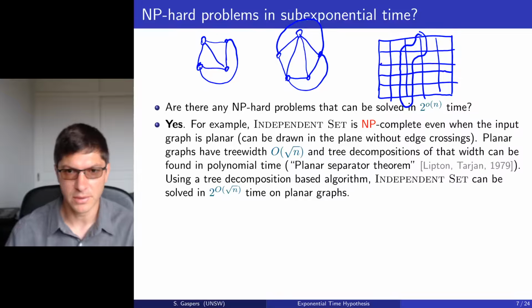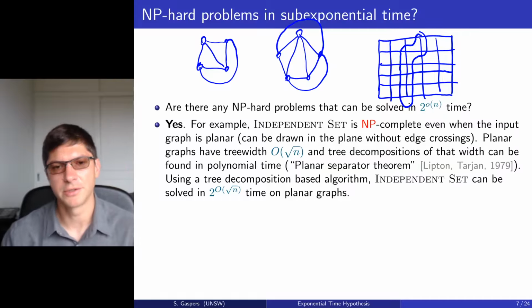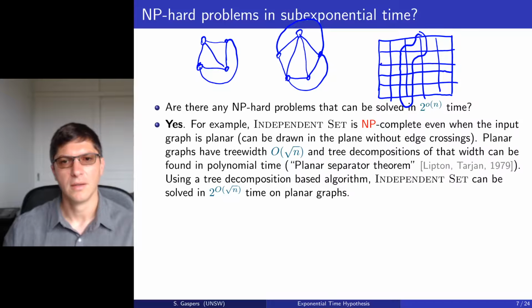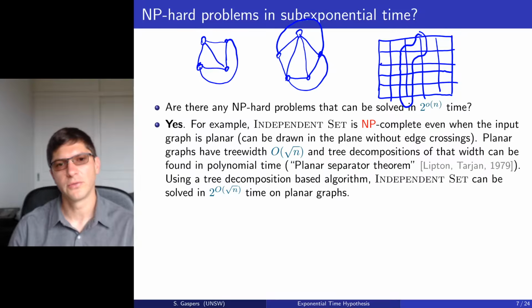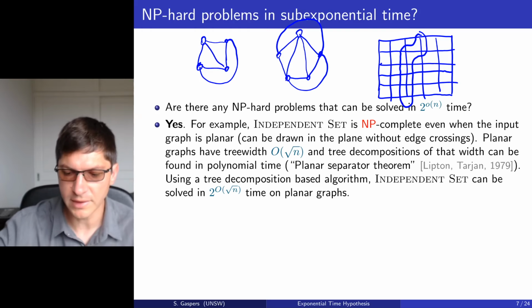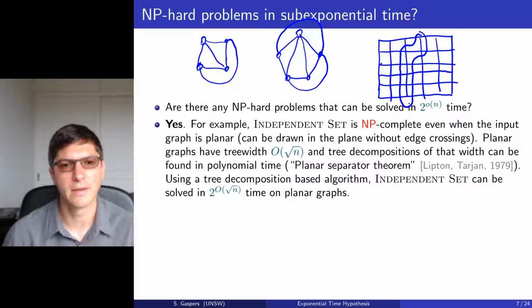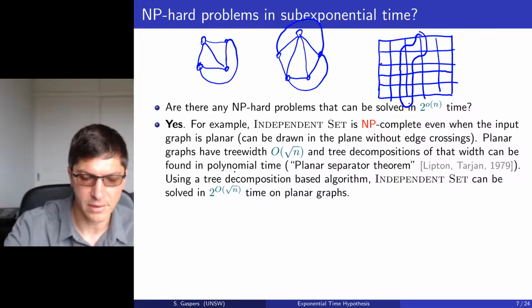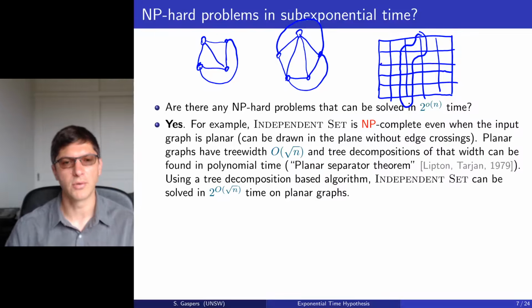Then for planar graphs in general, this can also be done, and this is by the planar separator theorem of Lipton and Tarjan. So we can find tree decompositions of width order square root of n for planar graphs, and we already know a tree decomposition based algorithm for independent set. So we can conclude that independent set can be solved in time 2 to the power order square root of n. And this is a sub-exponential time algorithm for this NP-complete problem, independent set on planar graphs.